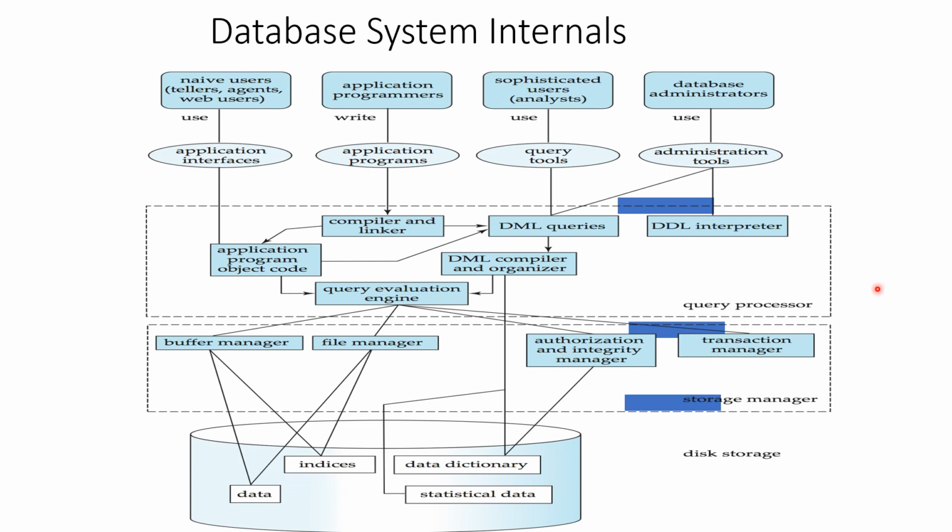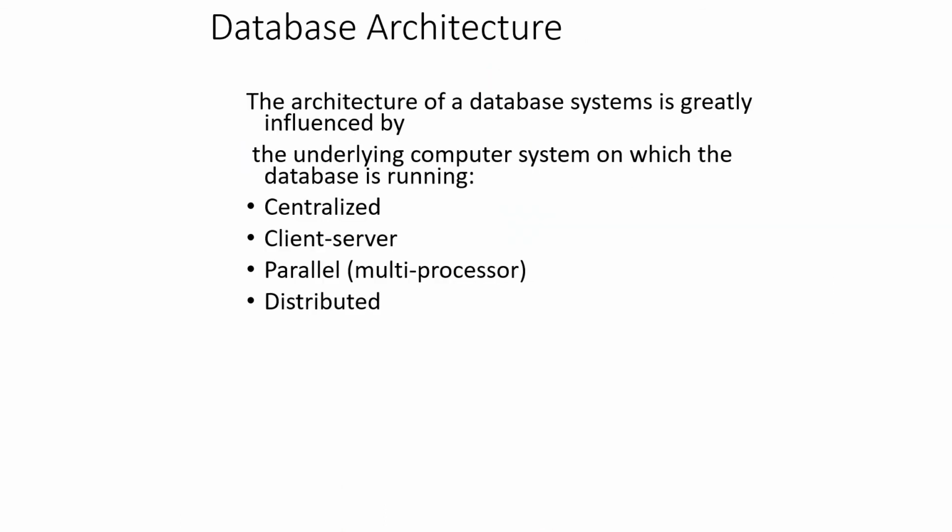So this is a small and brief introduction to database system internals, what happens inside the database. Now we have database architecture. The architecture of a database system is greatly influenced by the underlying computer system on which the database is running. Basically we have four types of architectures: firstly centralized, then client-server, then parallel or multiprocessor, and then distributed. We will study these in detail if needed.